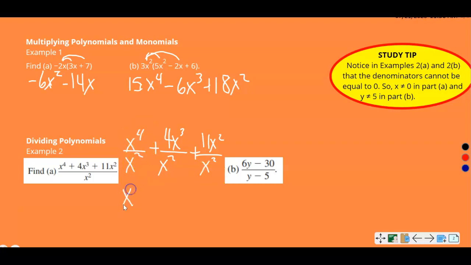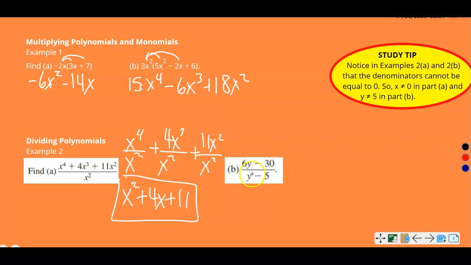So the first term is going to be 4 minus 2, or x squared. Here I've got 3 minus 2, which is just x, so this is going to be plus 4x. And then x squared over x squared, that cancels, and your x squareds are gone, and that just leaves 11. So that would be part A.